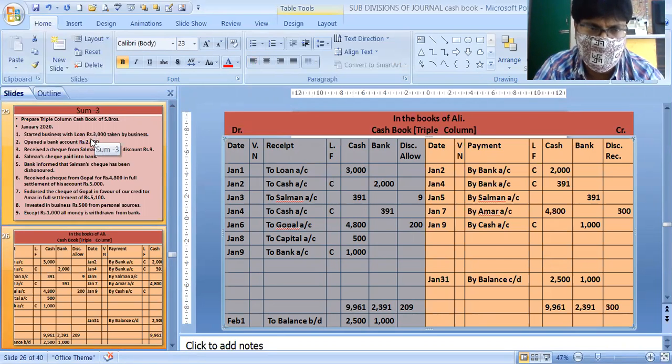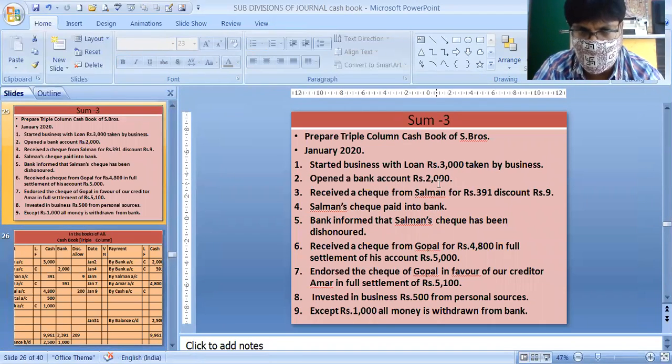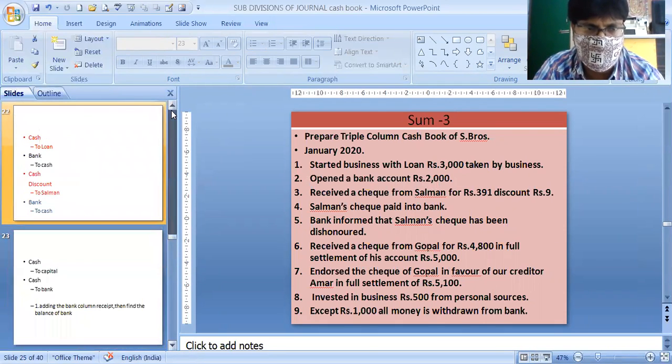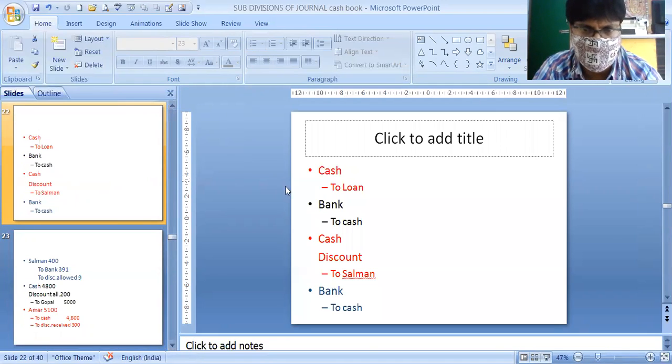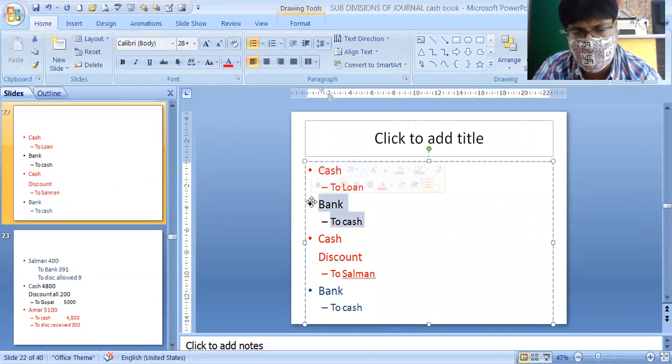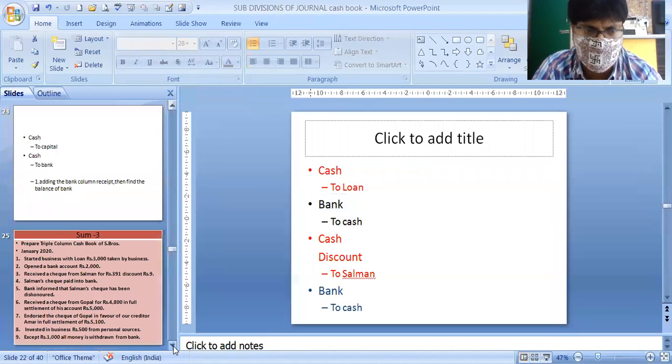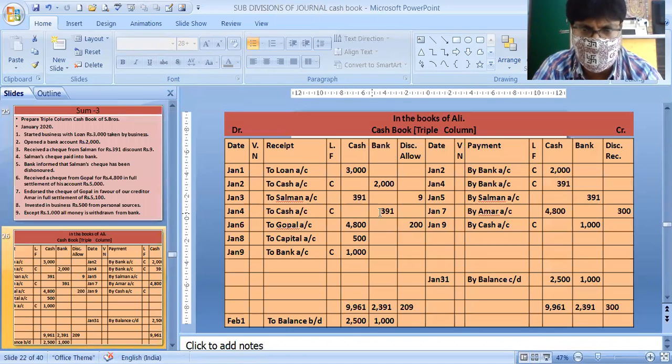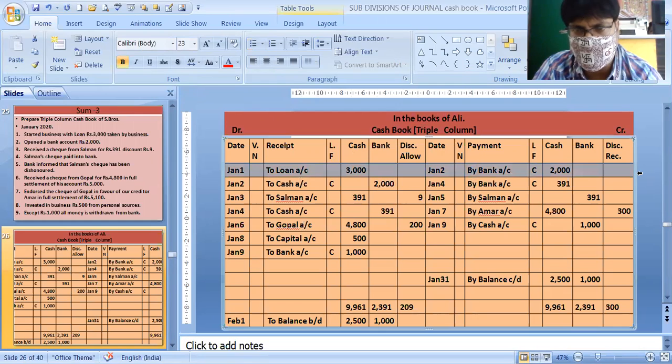Next entry, opened a bank account, rupees 2,000. Our journal entry is bank account debit to cash. Now, when our bank account debit to cash, it's a contra entry because bank and cash both is involved. So both will come in the cash book. In cash book, we generally don't write cash, neither we write bank, except for contra entry. So to cash in the bank column and by bank in the cash column.